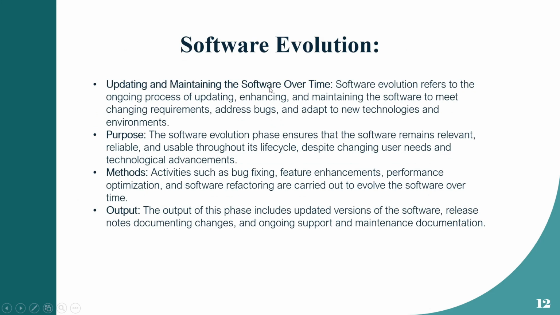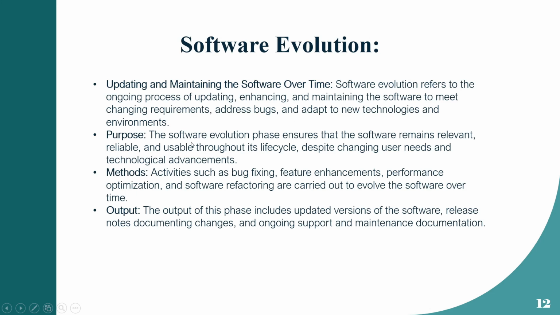Updating and maintaining the software over time. Why do we maintain and update the software over time? Software evolution refers to the ongoing process of updating, enhancing, and maintaining the software to meet changing requirements, address bugs, and adapt to new technologies and environments.